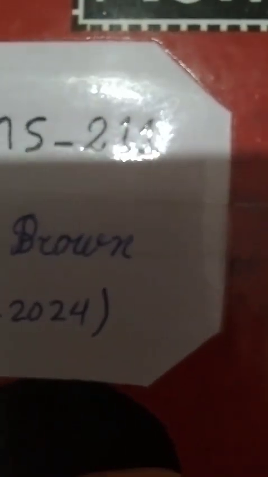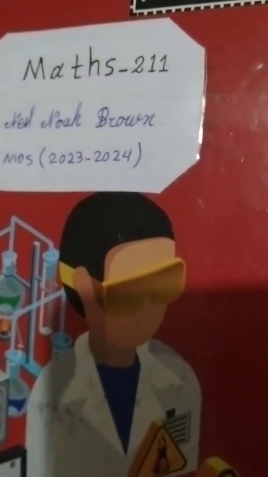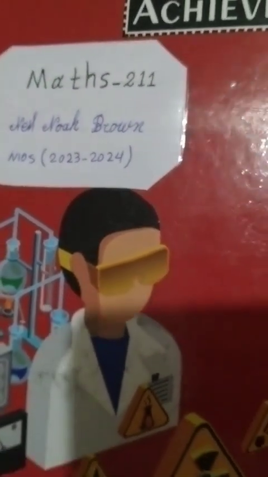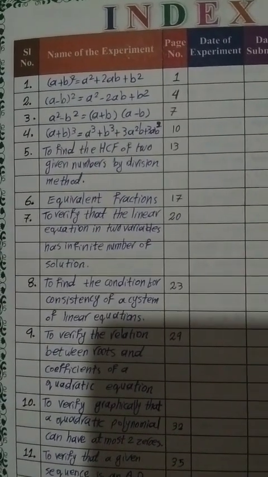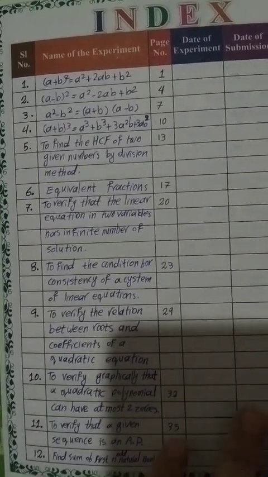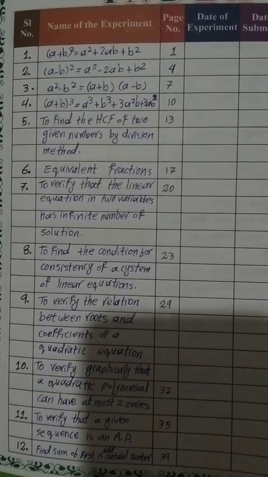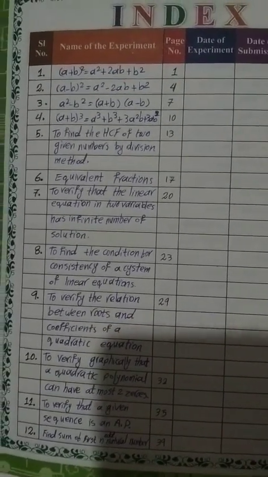Maths paper 211, a subject offered by NIOS for grade 10, and we are going to have a look at the practical record which was prepared by Mr. Noah Brown in 2023-24. Index: there are 30 practicals, in each of which there is a formula or a law in maths which they are going to show you how you can see visually.